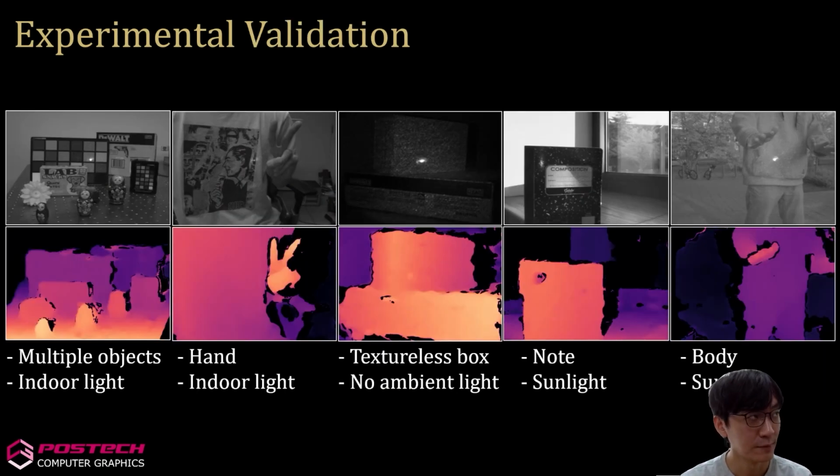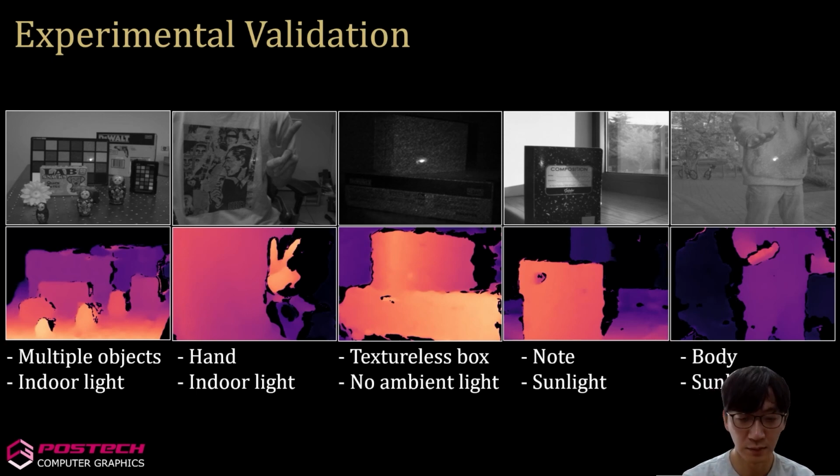So our prototype system can acquire accurate depth information for challenging scenes, including textureless surfaces under diverse environments, from indoor illumination to outdoor sunlight. For example, on the most left side, we put multiple objects on an optical table in an indoor lighting condition with our fluorescent light. The second one is me wearing a t-shirt and with my fingers free, and that is also captured under the indoor lighting.